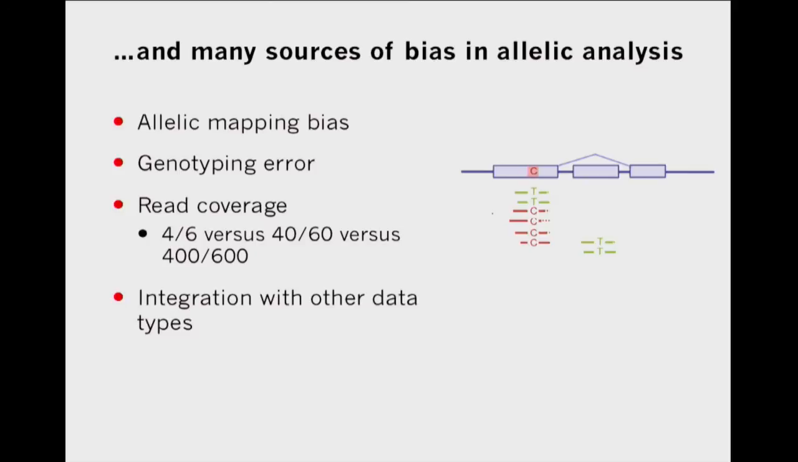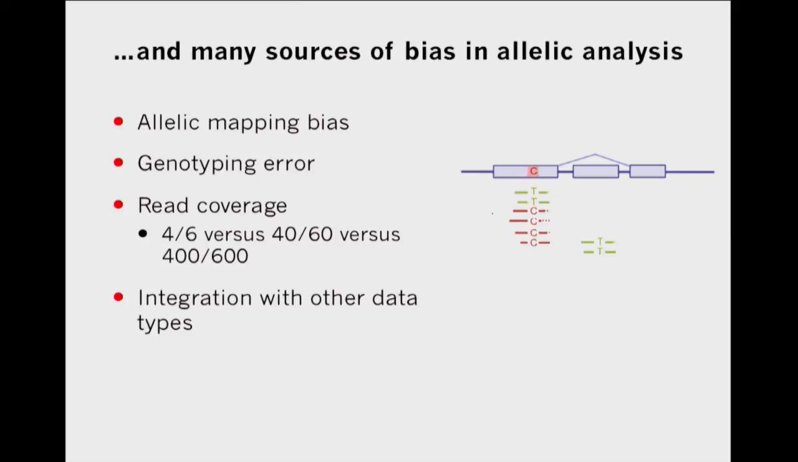So mapping bias refers to the fact that if, for example, in this case, the C allele is the reference allele, and you're mapping your RNA-seq data against the reference, you might have a situation where the alternative allele, in this case the T, has a smaller likelihood to map correctly, and you have to deal with these kinds of biases.